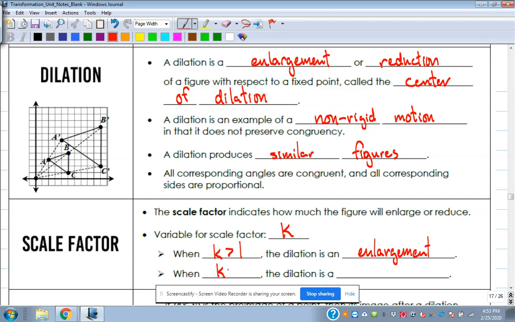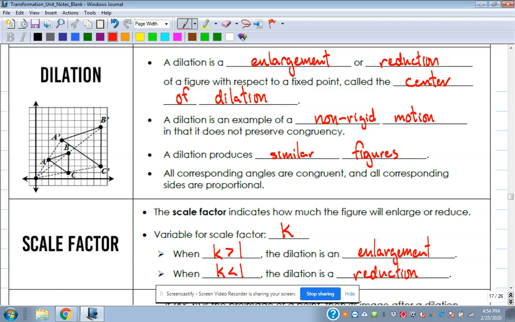When K is less than 1, the dilation is a reduction. Okay. Your scale factor, think about it when, I don't know if anybody uses Google Earth anymore, but when you used to use Google Earth, you could change the scale by, now you do it on your phone instead of the computer, but you change the scale by pinching in or pinching out. So that's what we're doing here, changing the scale by pinching in or pinching out.